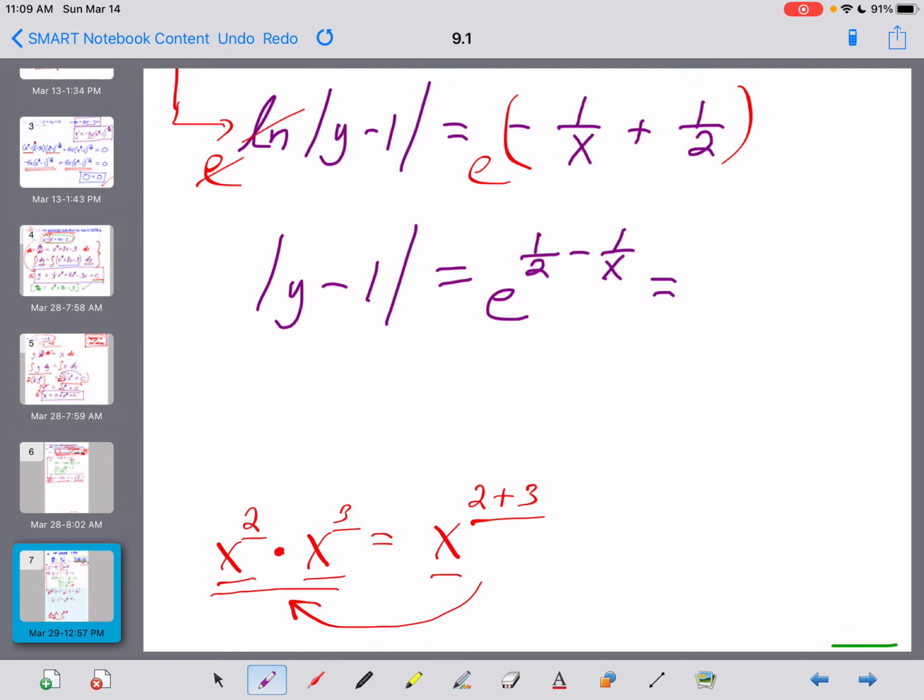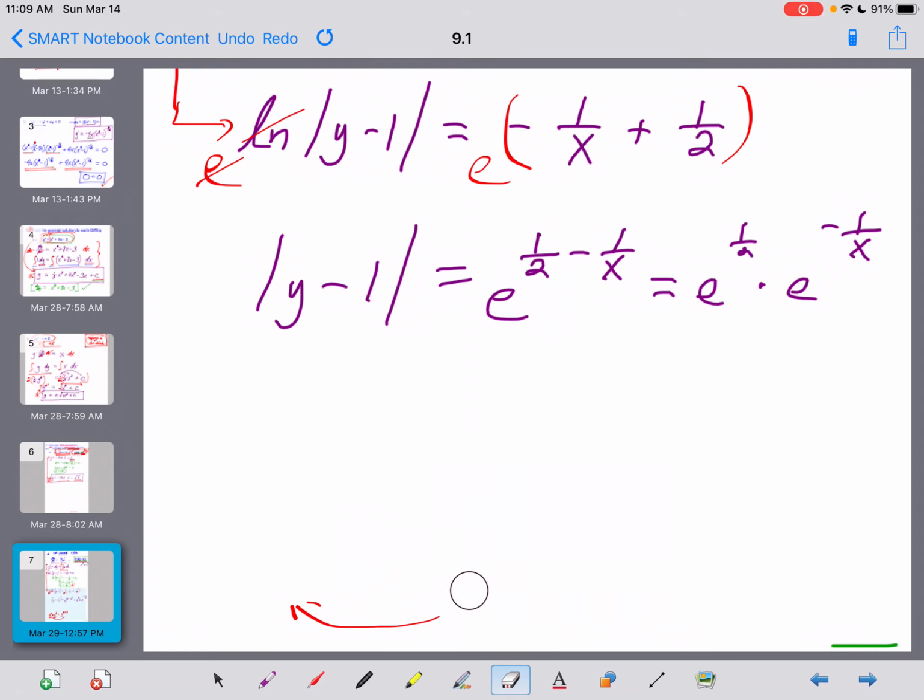So with that in mind, you will occasionally see this written this way, e to the 1/2 multiplied by e to the negative 1 over x power. A tricky thing about solving diffy-qs and initial value problems, guys, is that there's often a lot of different ways to express the same solution. So I've got it two different ways on the right here. Both of them are fine.